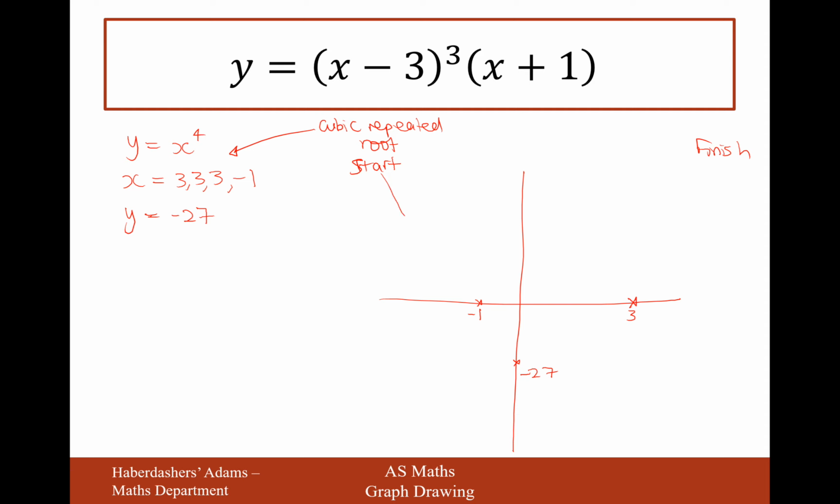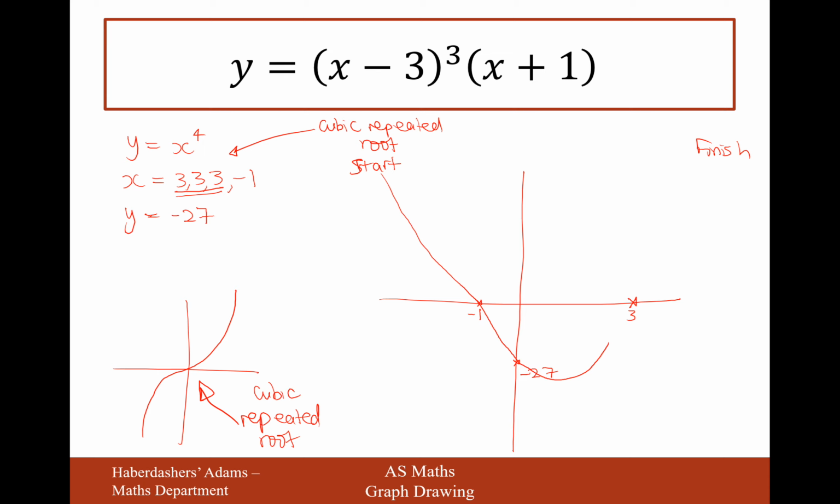So it's going to go down, down, and then start to come back up. Now, this is going to be a cubic repeated root. So what that means is that the coordinate 3 is going to look like an x cubed graph. And an x cubed graph, remember, looks like this. So this is going to be the type of turning point or the type of repeated root that this graph is going to have. This is a cubic repeated root.